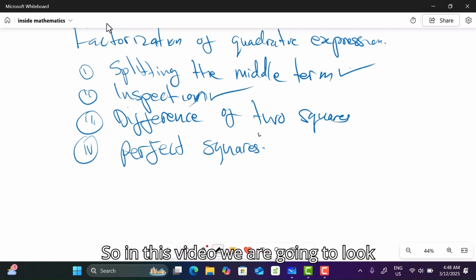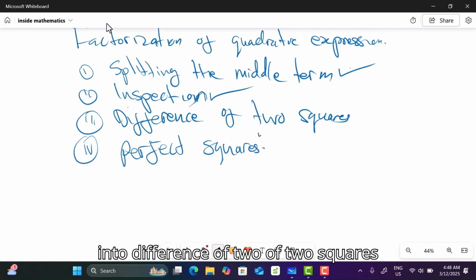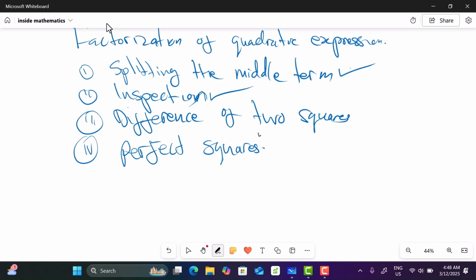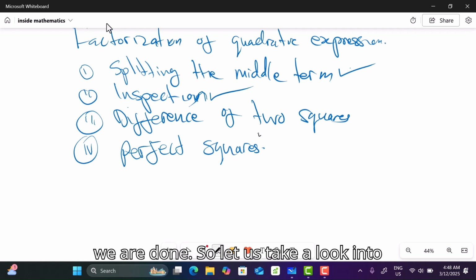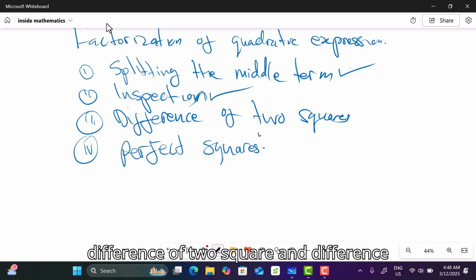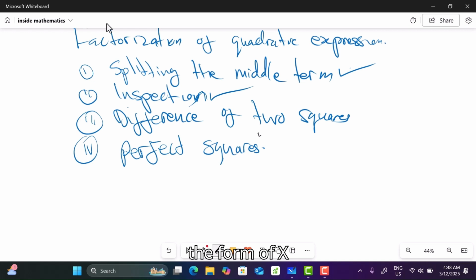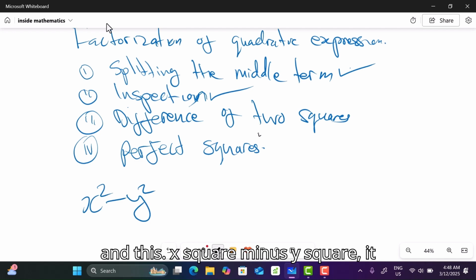So in this video we are going to look into difference of two squares. Since we already looked into inspection and we are done, let us take a look into difference of two squares. And difference of two squares is just an expression in the form of x square minus y square. And this x square minus y square is called the difference of two squares.